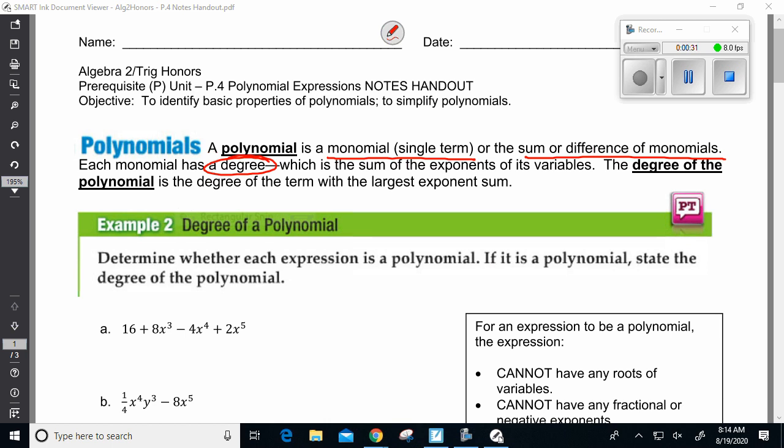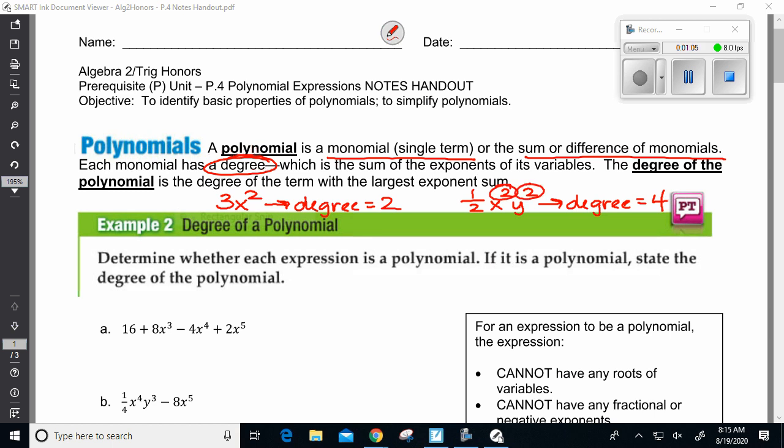So in terms of degree, if you have 3x squared, then the degree is equal to 2. Biggest exponent is 2. If you have 1/2 x squared y squared, then the degree will be equal to 4. You're adding up the exponents. 2 plus 2 is 4.